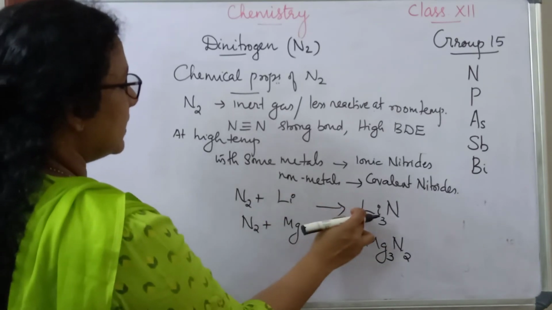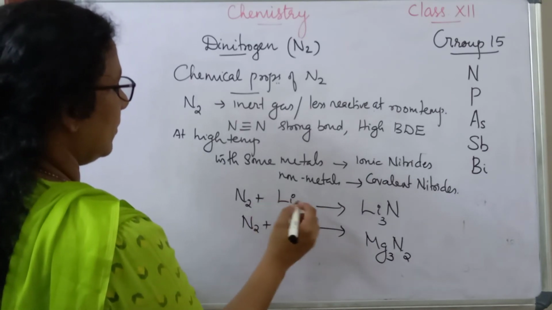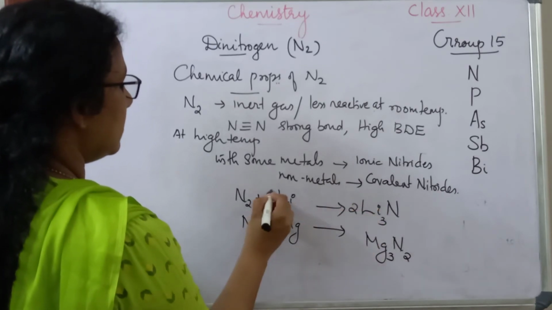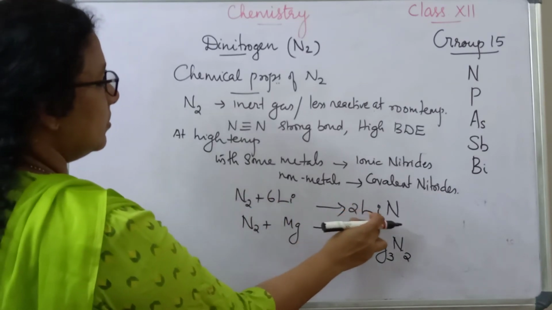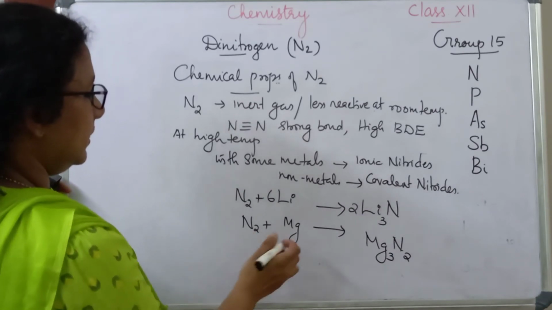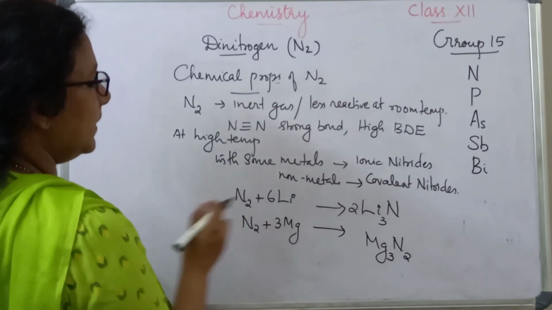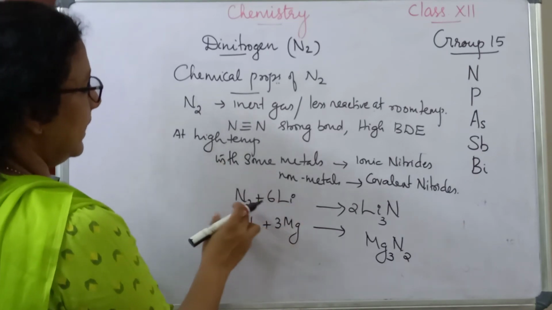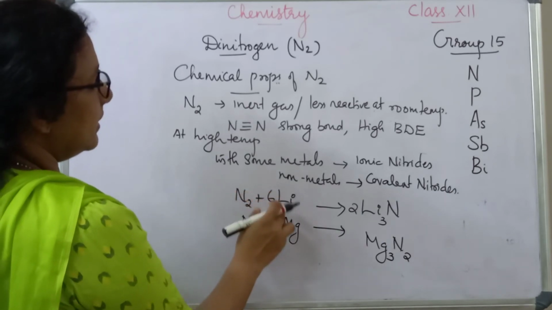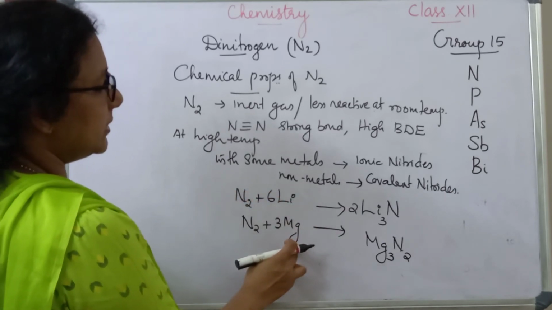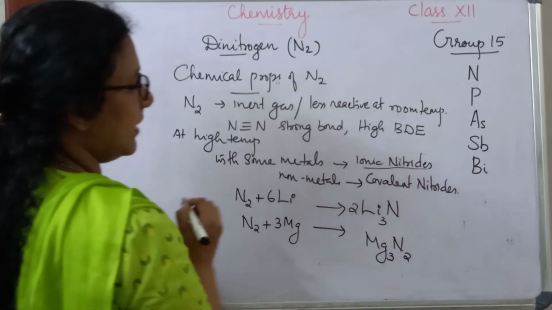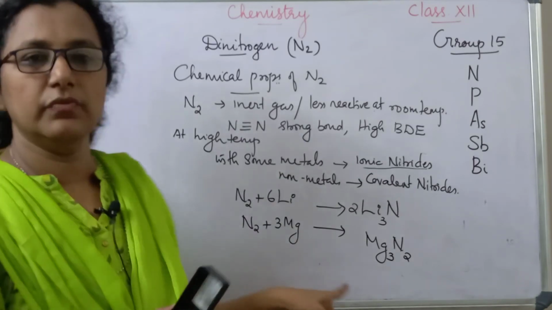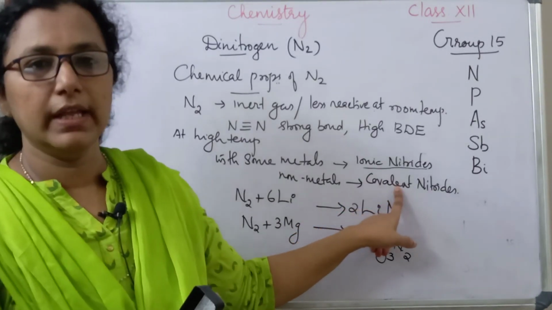So let us balance this equation. It will be 6 Li plus N2 gives 2 Li3N, and N2 plus 3 Mg gives Mg3N2. So this is the chemical equation for the reaction between nitrogen and some metals like lithium and magnesium. It forms ionic nitrides. In the case of non-metals, nitrogen reacts and forms covalent nitrides.